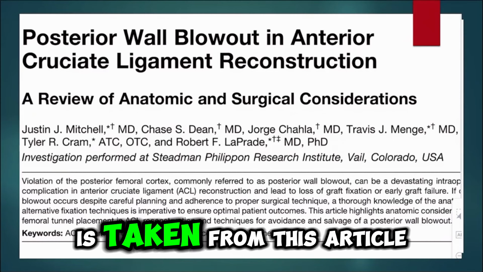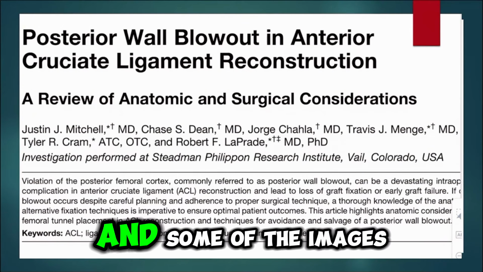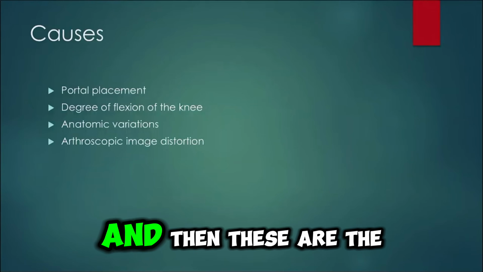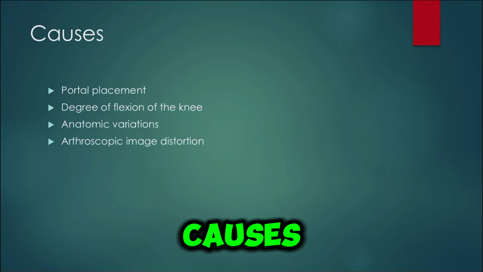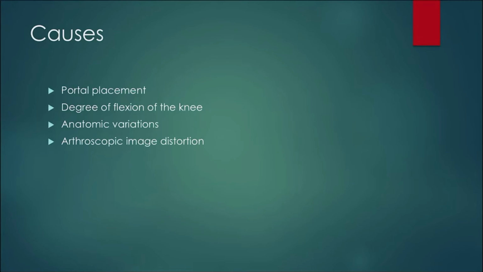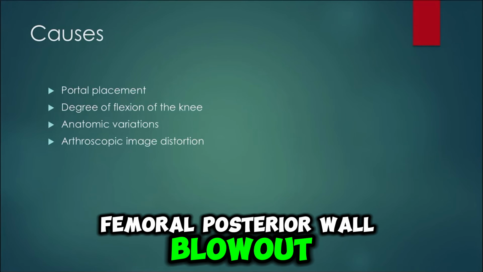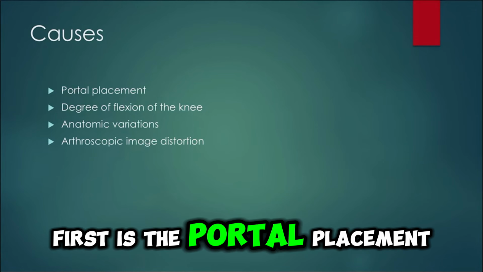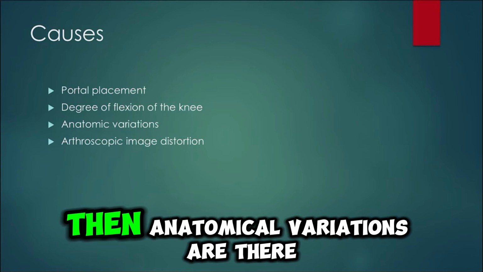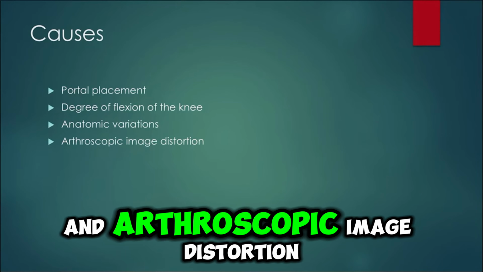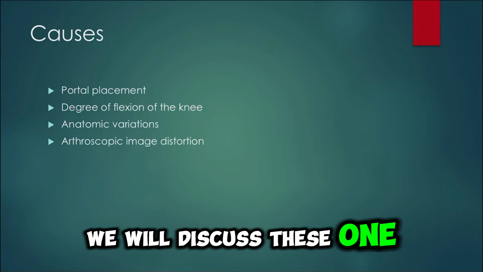Most of the data is taken from this article, and some of the images too. These are the most common causes of femoral posterior wall blowout. First is the portal placement, then the degree of flexion of the knee, then anatomical variations, and arthroscopic image distortion. We will discuss these one by one.